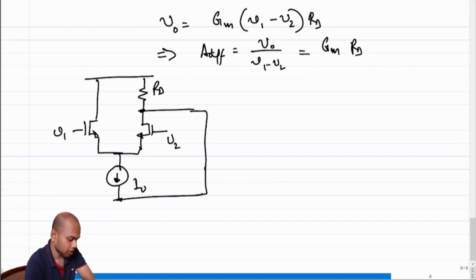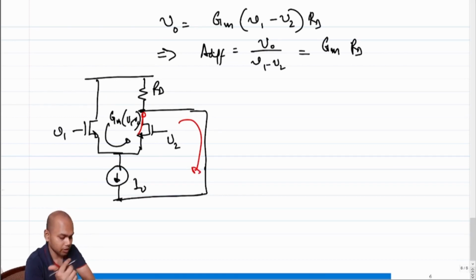Not an absolute short. If this is an incremental short, how much current will flow into that incremental short? The incremental current that is flowing out is Gm times V1 minus V2. And where will this current go? This current will go into this node, and it will only go into the short, right? Because it need not go into RD, because it's seeing a zero impedance in the short. So this short circuit current ISC will be Gm times V1 minus V2. Great. So this becomes ISC.